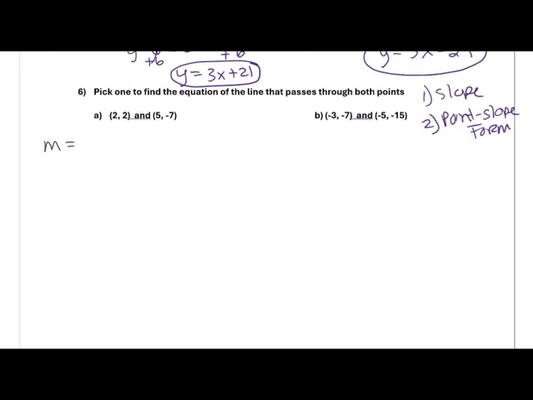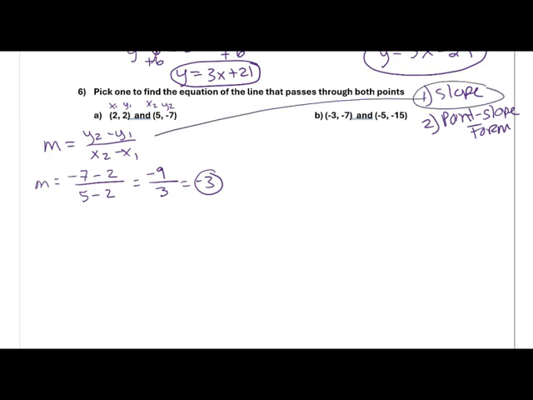So m equals y2 minus y1 over x2 minus x1. So x1, y1, x2, y2. Okay, so let's go ahead and try that. So then I get m equals negative 7 minus 2 over 5 minus 2. That makes negative 9 over 3, and that makes negative 3. So my slope right now is negative 3, but I'm not done, right? I just found my slope. That was my equation for slope.